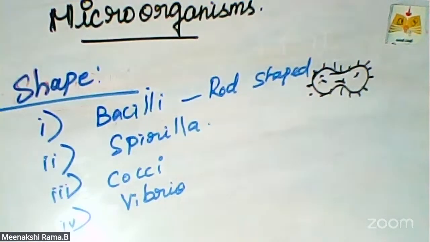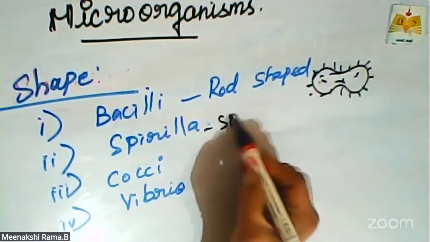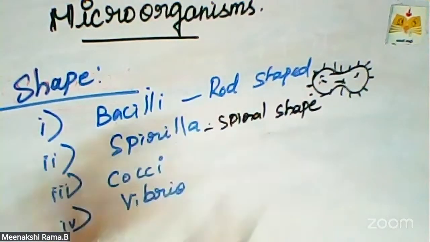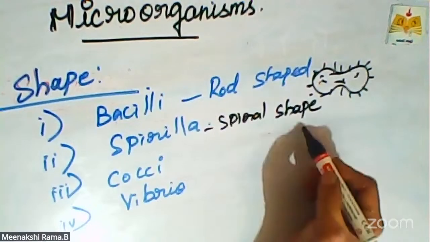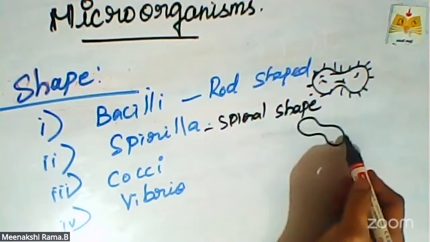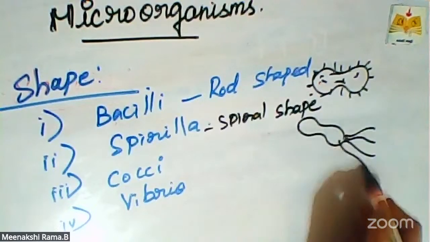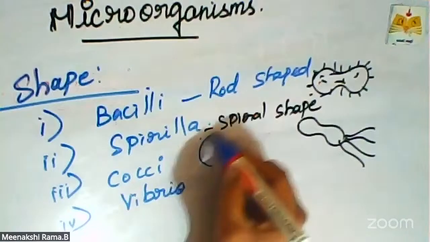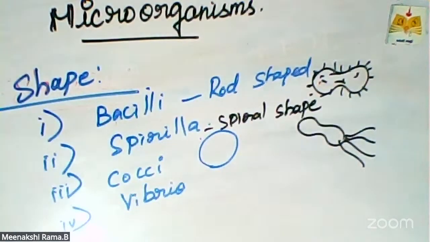Spirilla is the spiral-shaped bacteria. Spiral shaped bacteria is called spirilla. This is the structure of spirilla bacteria. And next one is cocci, spherical or ball shaped bacteria. Cocci is ball shaped bacteria. So the cocci is round shaped bacteria. They can stick together to form a chain or occur in bunches.